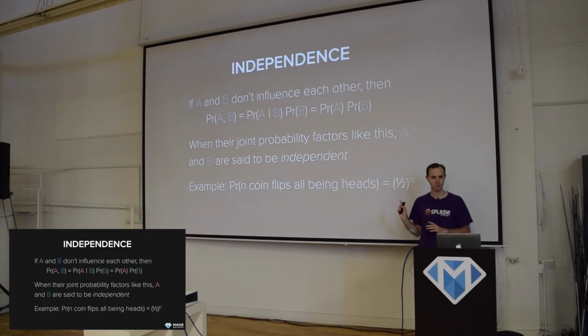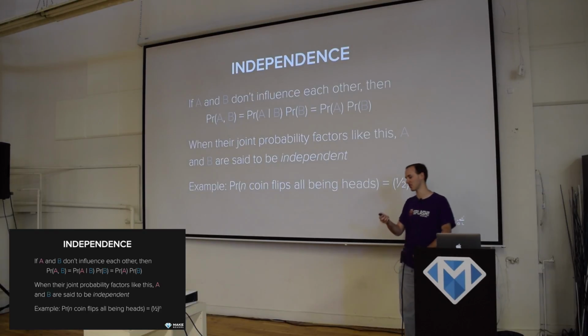Questions on how this works? Yeah, so actually this is a good puzzle, right? Let's say you flip the coin 100 times. It comes up heads every single time. What's the probability it's going to be heads the next time?